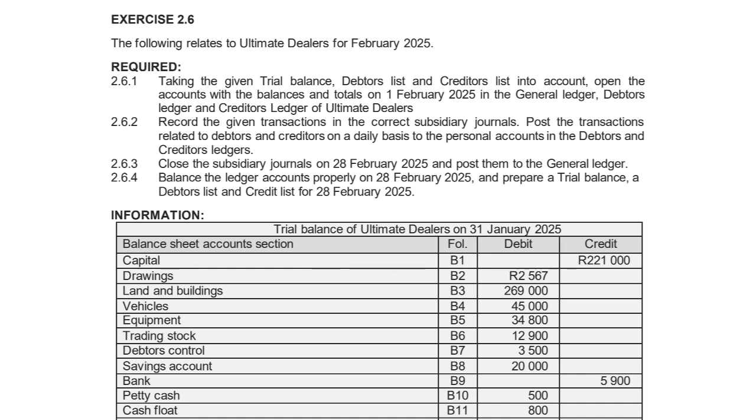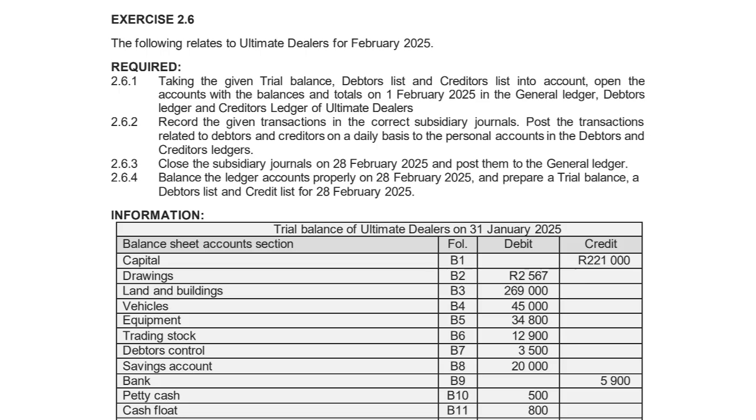Exercise 2.6. The following relates to Ultimate Dealers for February 2025. Required 2.6.1. Taking the given trial balance, debtors list and creditors list into account, open the accounts with the balances and totals on 1 February in the general ledger, debtors ledger and creditors ledger of Ultimate Dealers. Record the given transactions in the correct subsidiary journals.